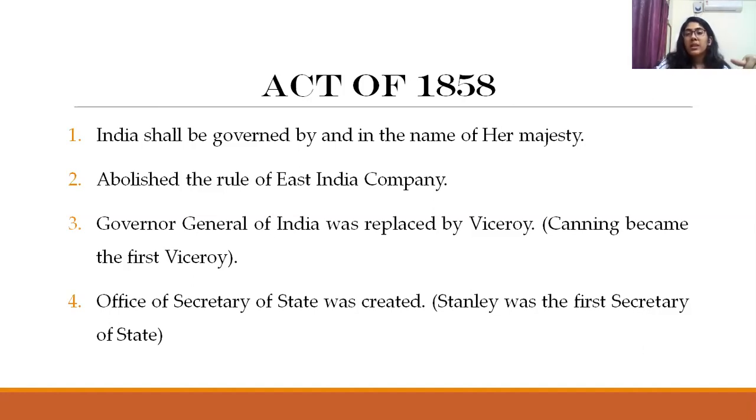Governor General of India was replaced by Viceroy. Okay, so Canning became the first Viceroy. So, talking about it, the first Governor General of Bengal was in the Regulating Act. Then Governor General of Bengal shifted to Governor General of India through Charter of 1833. And then Governor General of India was further replaced with a Viceroy, that is through the Act of 1858. Now, Canning became the first Viceroy. Now, the Office of Secretary of State was also created. Here, Stanley was the first Secretary of State, right? So these are the factual things you need to remember.